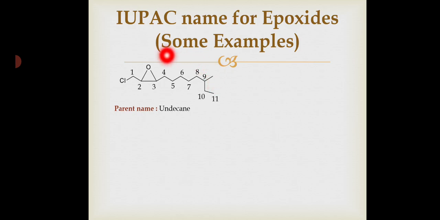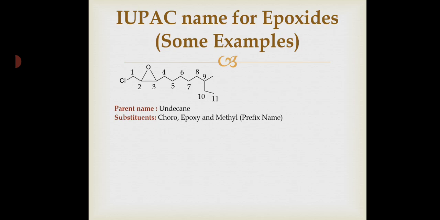All these names come in as a prefix before the parent name. So, the substituents are chloro, epoxy, methyl, and they come as a prefix name. Now, among chloro, epoxy and methyl, what will be the order of writing? C comes before E and E comes before M. So, chloro will get preference, then epoxy, then methyl. Now, just write the positions of the substituents. The chloro group is situated at 1 position, epoxy is between 2 and 3 carbon, methyl is present at 9 carbon.